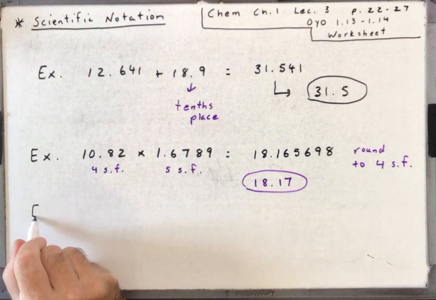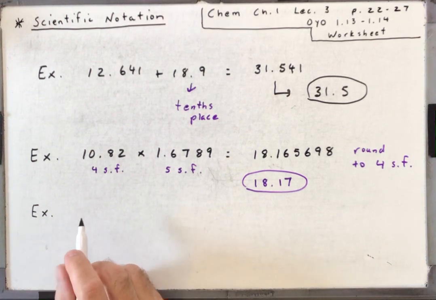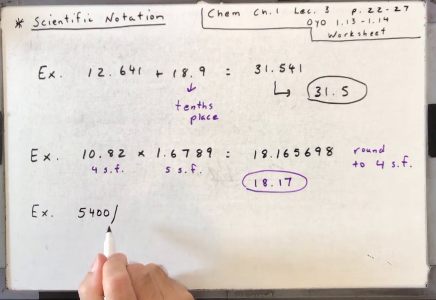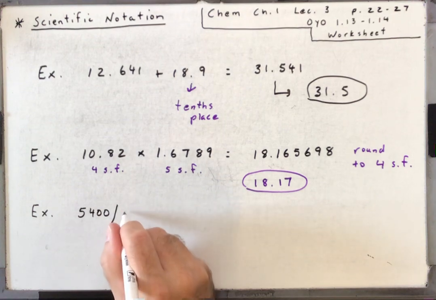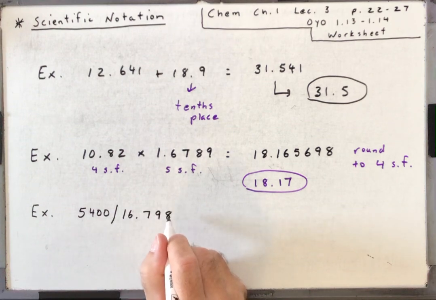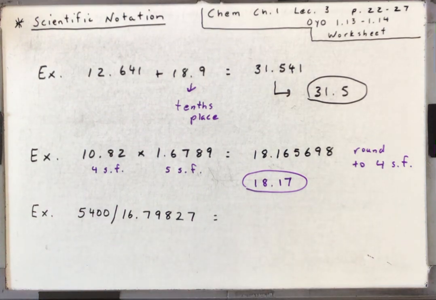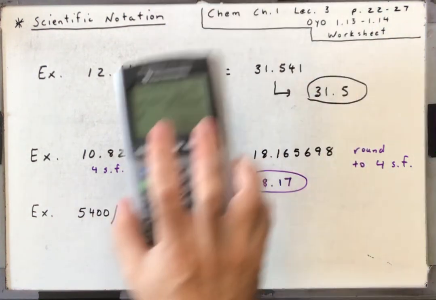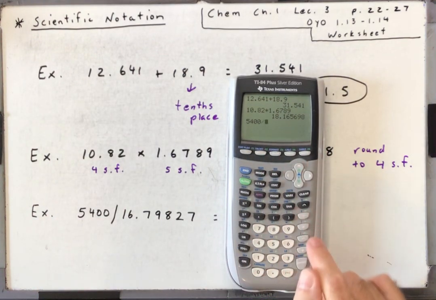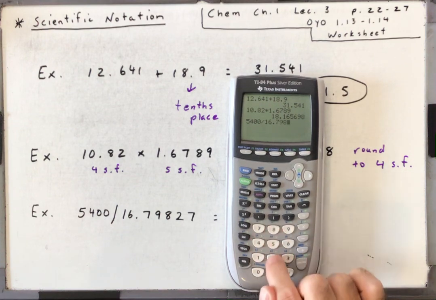All right, let's do one more example, then we'll do a couple from the worksheet. So we're in your notes there right at the bottom on page 4. Let's do 5,400 divided by 16.79827. All right, let's put this in the old calculator here. 5,400 divided by 16.79827.